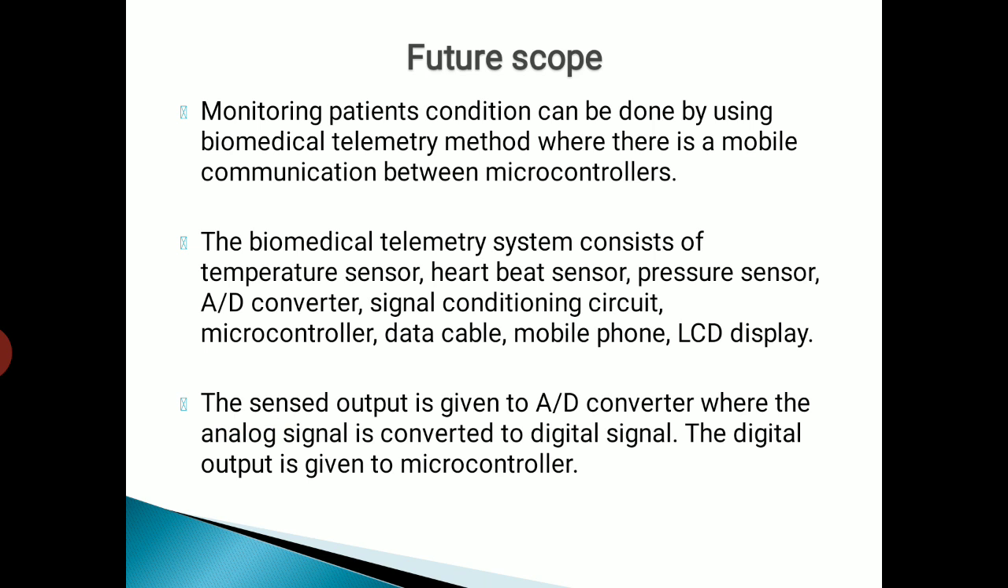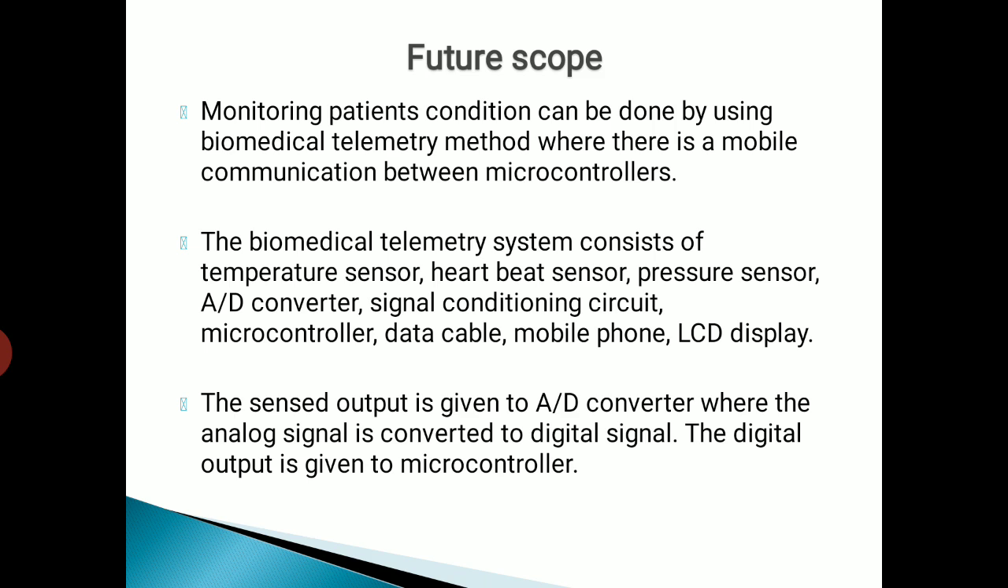Then the future scope of my seminar topic is that monitoring patients' conditions can be done by using the biomedical telemetry method, where there is mobile communication between microcontrollers, that is between one or more microcontrollers. The biomedical telemetry system consists of temperature sensor, heartbeat sensor, pressure sensor, and so on, and the analog to digital converter, microcontroller, data cables, that is mobile phone, and liquid crystal displays, etc.